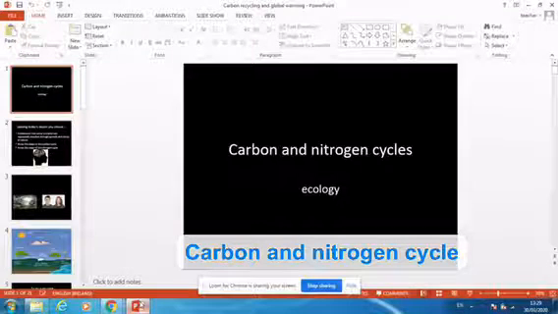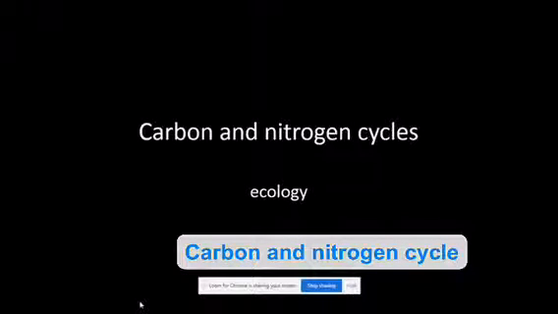Hi ladies, so I want to go through the nitrogen and carbon cycles with you. Carbon cycle you're a little bit familiar with before, because you would have done a little bit of it maybe in the junior cycle or else in your geography, because it's related to global warming. Nitrogen cycle will probably be new to you.